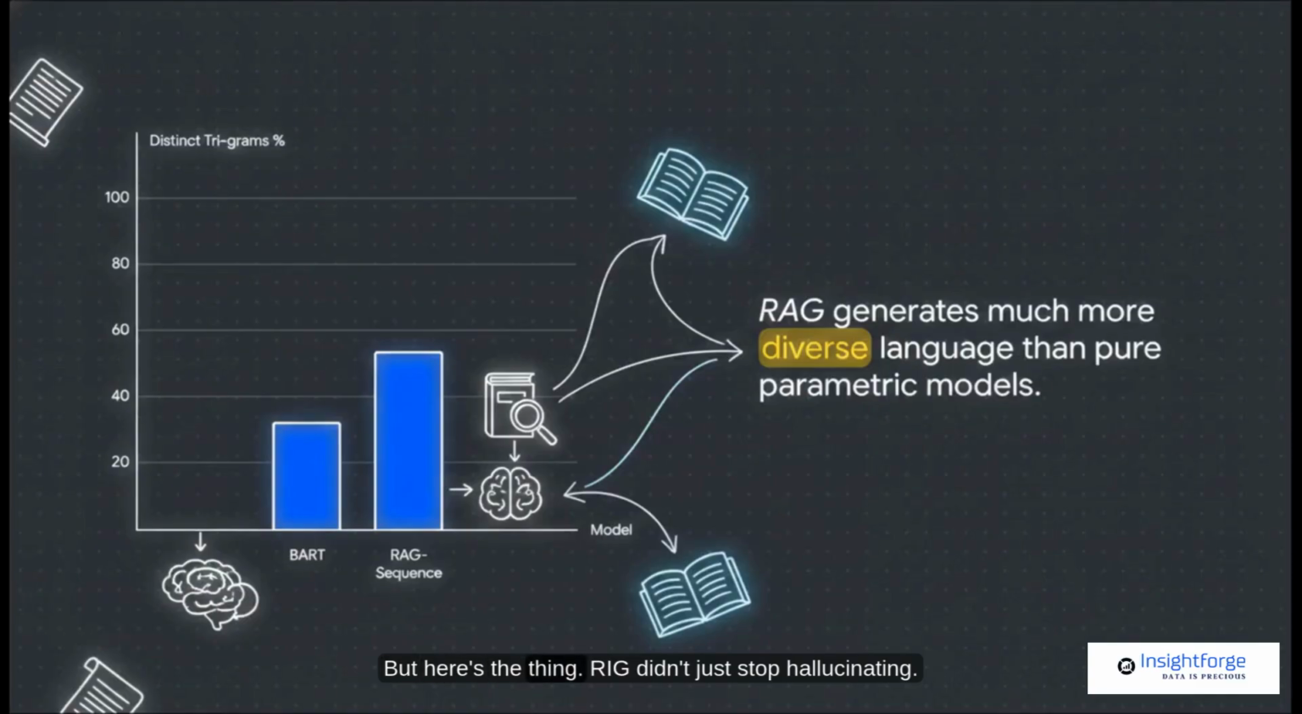But here's the thing. RAG didn't just stop hallucinating. It also became a vastly better writer. Notice the massive jump in distinct trigrams shown here. The closed book BART baseline scored 32.4%. RAG sequence, however, scored 53.8%. Because RAG is actively drawing from external Wikipedia articles, the language it generates is vastly more specific, rich, and diverse than a model that's relying purely on what it crammed into its internal parameters.